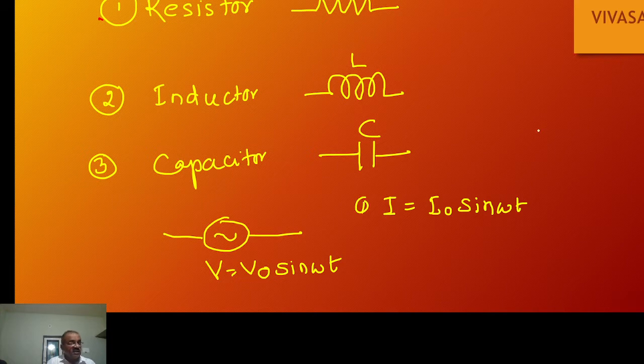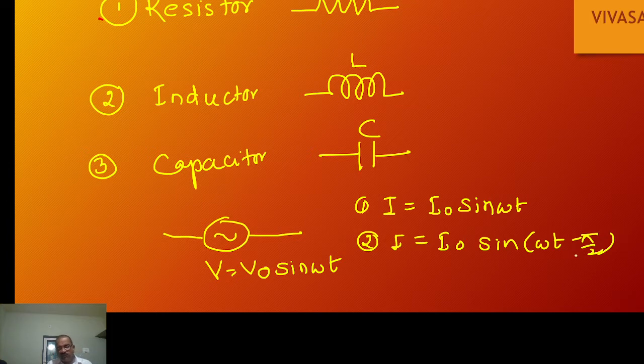For the first circuit, I = I0 sin omega t. For the second circuit, I = I0 sin(omega t minus pi by 2). See here, there is a phase difference. And for the third circuit, I = I0 sin(omega t plus pi by 2). Now compare these two, with respect to the current: in one case it is lagging and in the other it is leading.